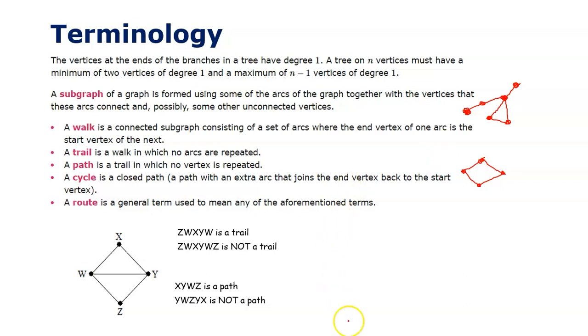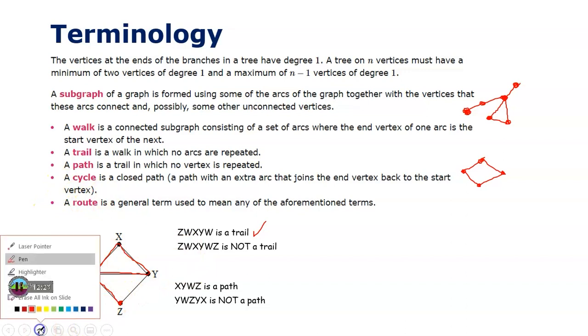So on my first diagram here, I've got Z, W, X, Y, W. I'm just trying to think what that is. Z to W to X to Y to W, I see. And that is a trail because no arcs are repeated. But it can't be a cycle because you don't go back to where you started. And I did go through the W twice, so it can't be a path. So you can see it's almost like a hierarchy here.